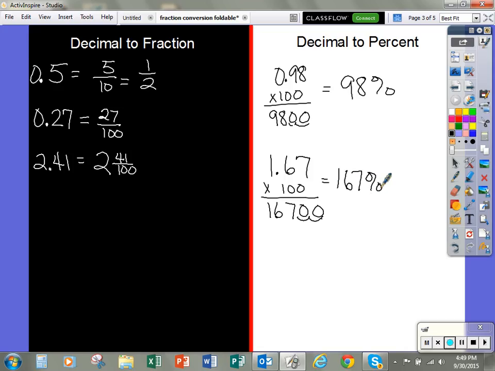And yes, you can have numbers that are over 100%, at least in business, maybe not in effort. What if you have a really small decimal, such as 0.002? When I multiply that times 100, count over 1, 2, 3, I actually get 0.2%, which is less than 1%, and you are allowed to have decimals in your percent answer.